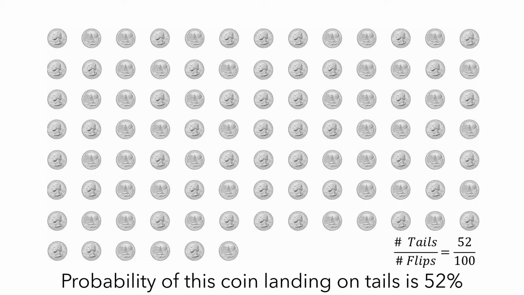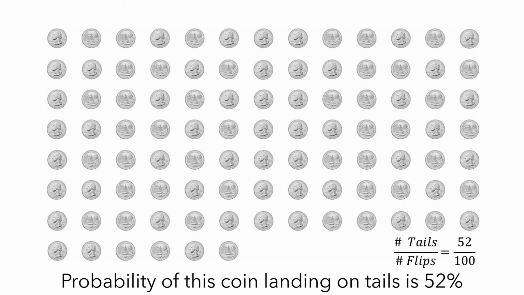There are two things to keep in mind. First, we're not saying that the probability of the next coin flip being tails is 52%. And we're relying on 100 flips of this coin, but we'd get a more accurate estimate of the probability if we used 1,000 or 1,000,000 flips.